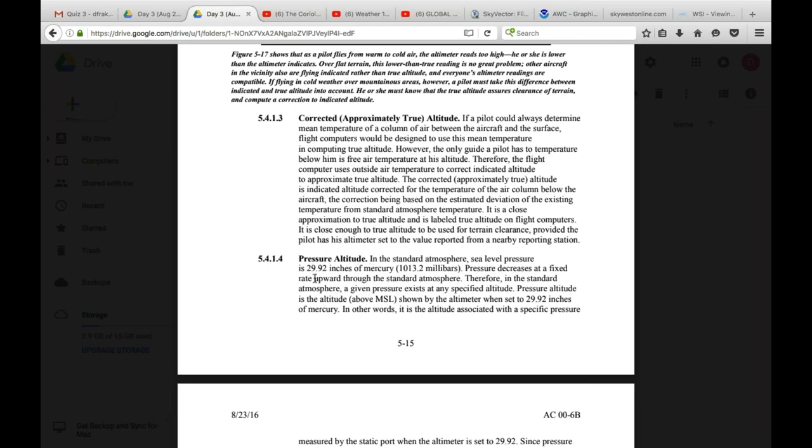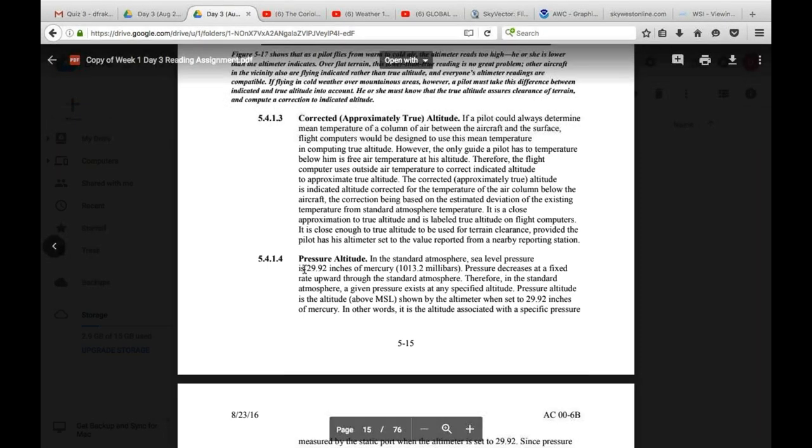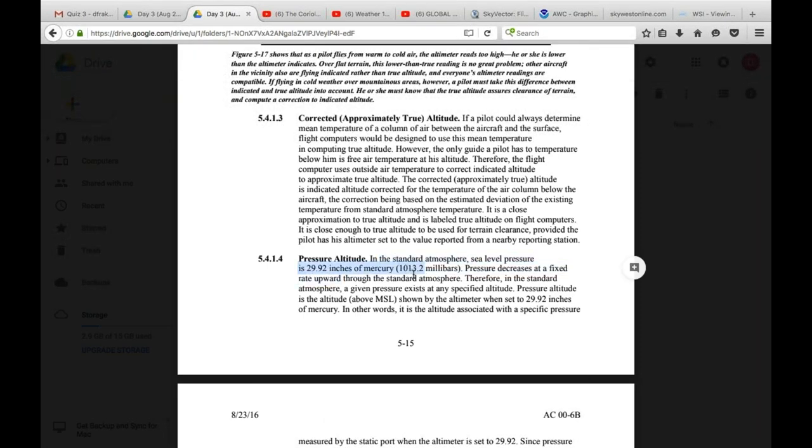So pressure altitude is based on the standard atmosphere sea level pressure, 29.92 inches of mercury. Absolutely, you should know what standard pressure is. That should be something you have memorized. So 29.92 or 1013.2.